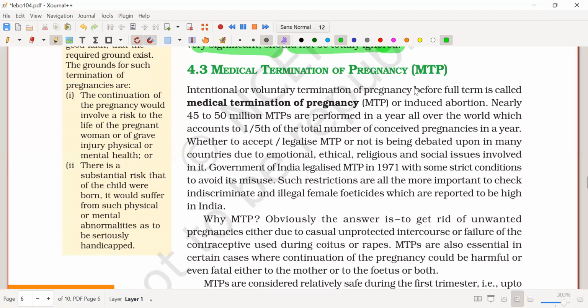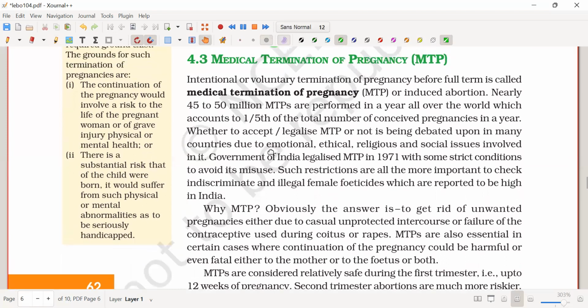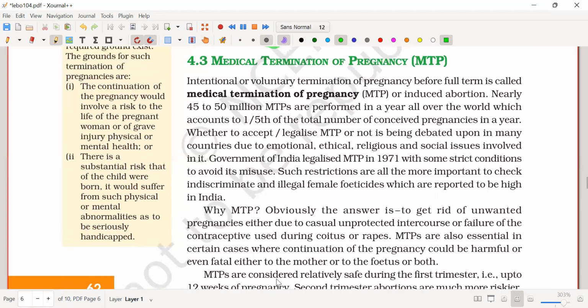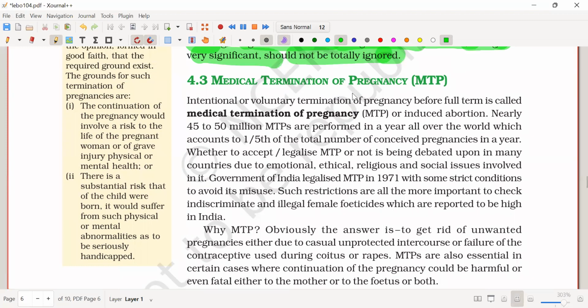Medical termination of pregnancy. This was recorded. Yeah, our speech was recorded. It's okay. Deleted. Medical termination of pregnancy.